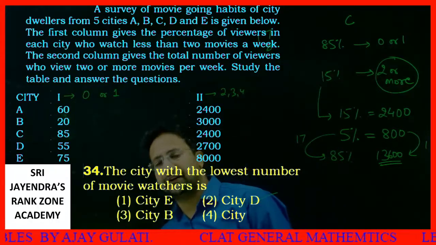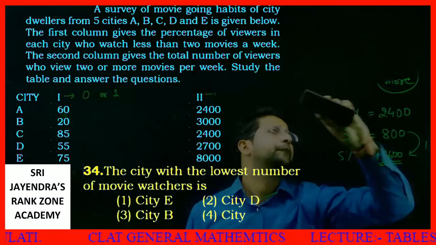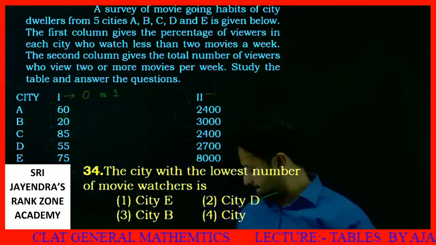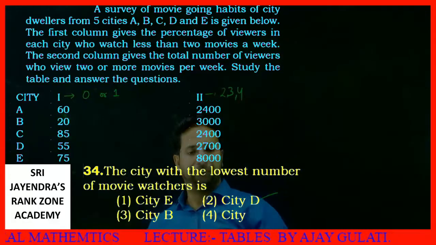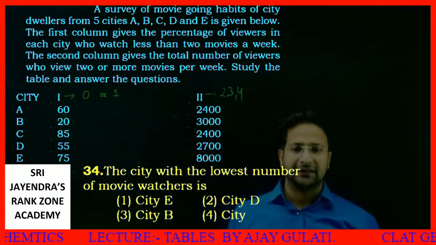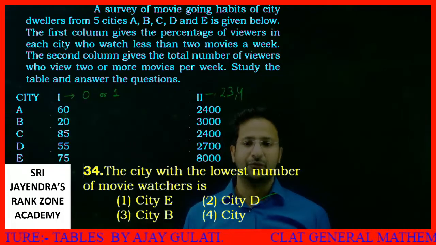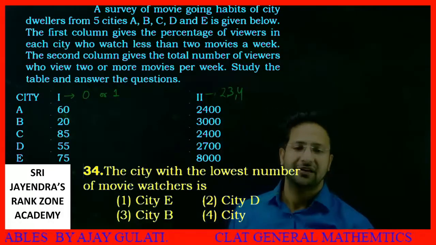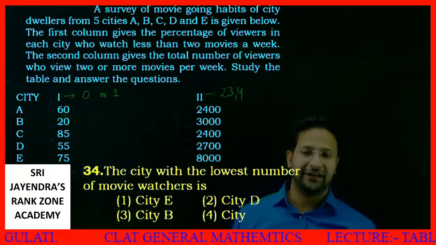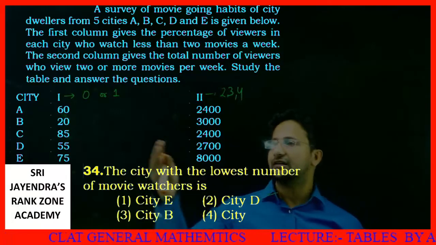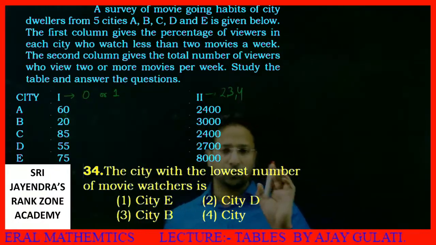Let me rub this. Till that time you try to solve this question. The city with the lowest number of movie watchers is... What does it mean? It means we have to tell which city has the least population as per this. This is the population of people who watch movies. So look how to do it tactically.